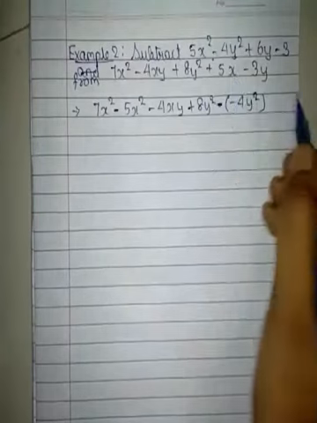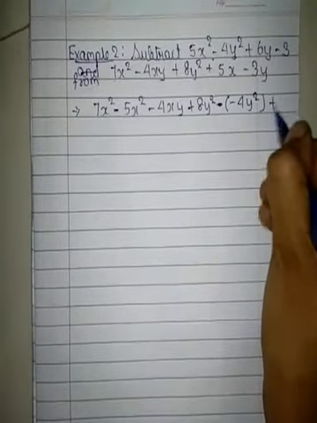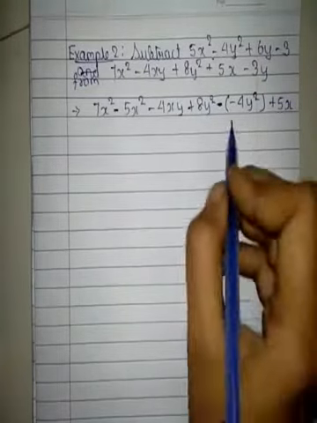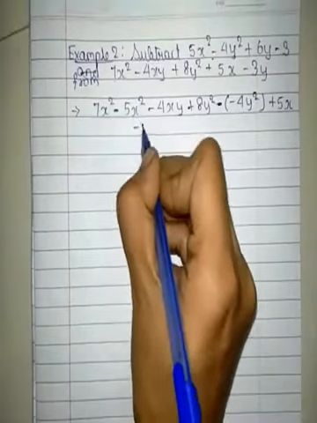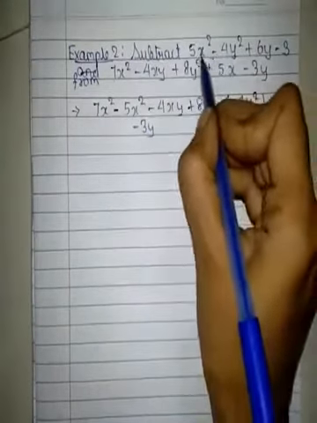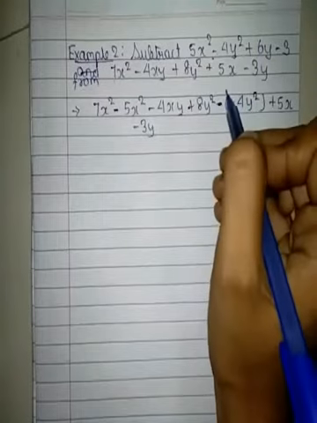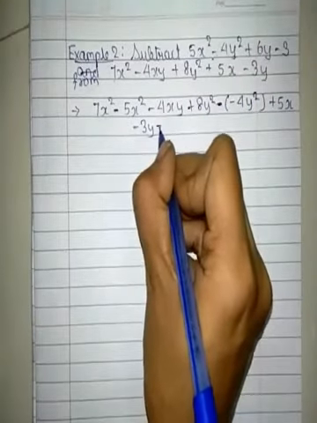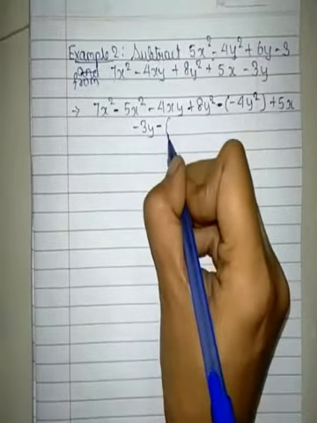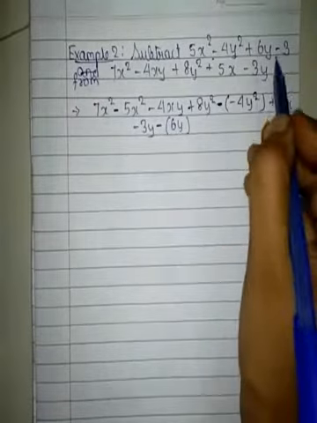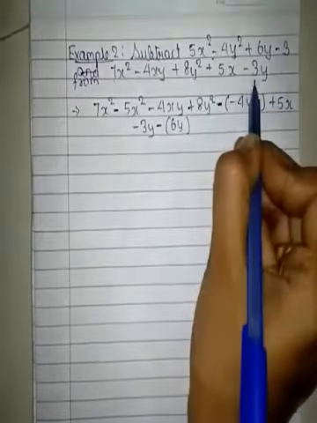Now let's take plus 5x here. Is there any like term for this? No, so it will be as it is. Now minus 3y, I have taken. Is there any like term? Yes, plus 6y. But again we are subtracting it, so first we will put a minus sign here and then take 6y, instead of plus, since we are subtracting it. Okay, now this particular expression is complete.